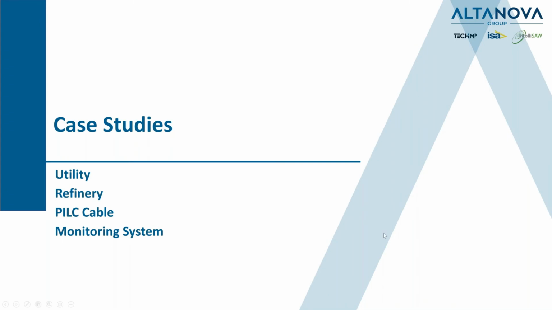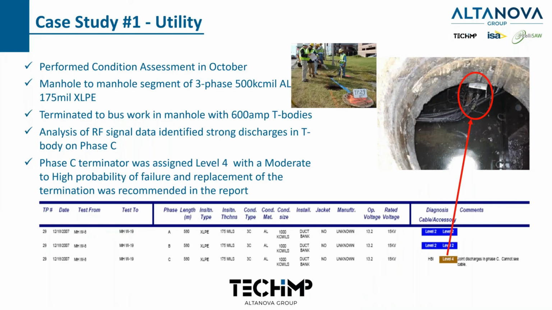All right, so I've got a couple case studies. Actually, I've got 4 case studies, but I won't go over all of them. I'll just go over a couple. We had a utility. We identified a 600 amp T-body as a level 4. There it is right there. And we diagnosed it at a level 4.